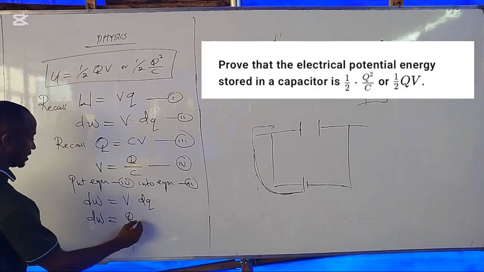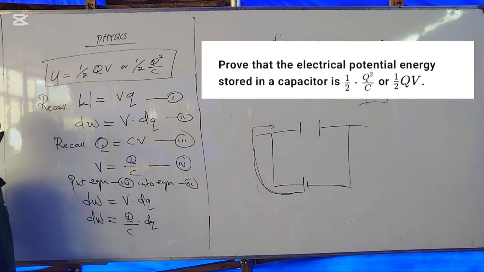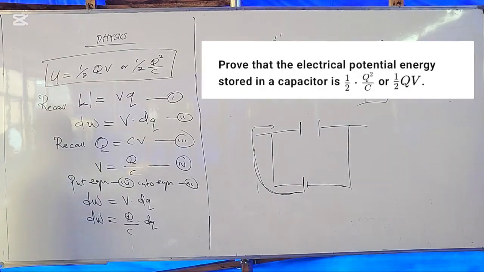Q over what? C dot what? A change in what? In charge. Are you there? Now, whenever you see a system like this, it simply means I have to integrate. I have to what? Integrate.